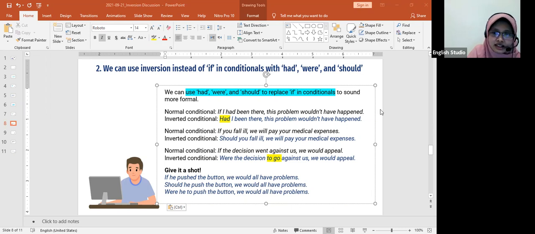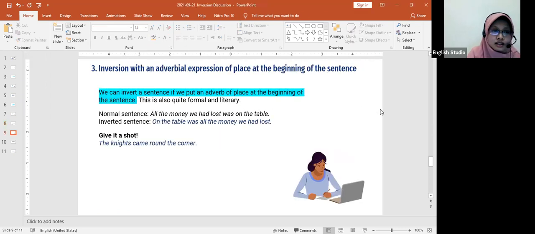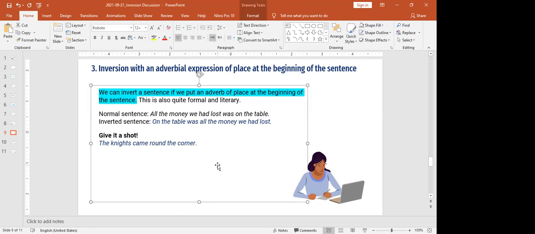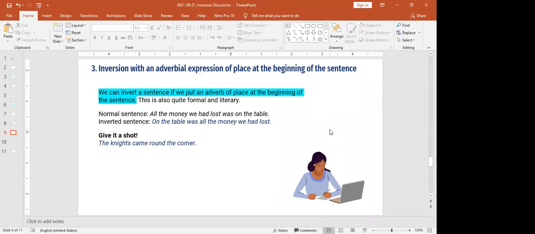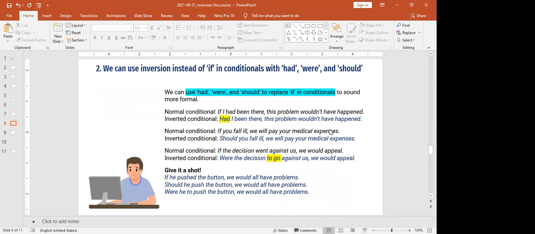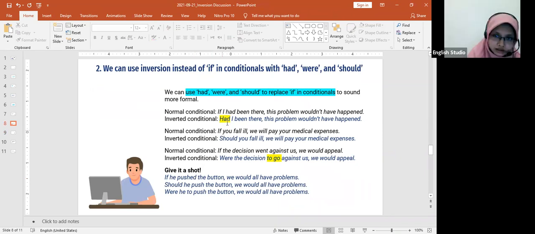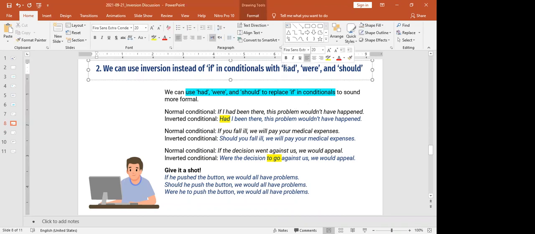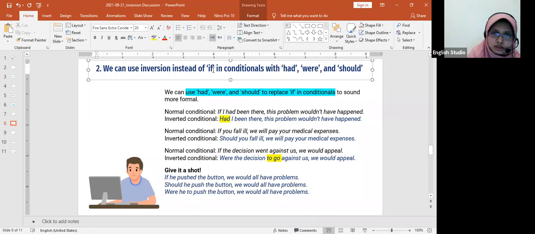And then the third type, ya. Kita masih punya 2 lagi tipenya. And Miss, ada yang mau nanya, Miss. Yeah, sure. Please go ahead, Mr. Tegar. Yang tadi di slide 8, apakah cuma bisa pakai had, were sama should untuk mengganti if? Oh, thank you so much, Mr. Tegar ya. For the inversion pattern ya, you use had, were, and should to replace if.